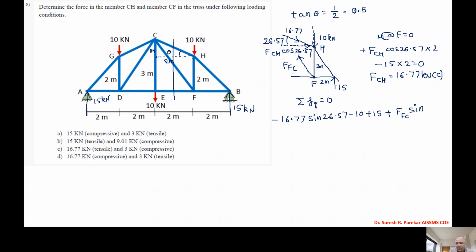Now you calculate this angle, which will be tan inverse. So we have 3 by 2. So alpha, if I say, then tan alpha is equal to 3 by 2. So that is 1.5. And this angle comes to 56.31. So we have sine 56.31, and that equals 0. This gives us the value of FFC equal to 3 kilonewton tensile. So we have the option 3 kilonewton tensile, 16.77 compression. So we have option D.